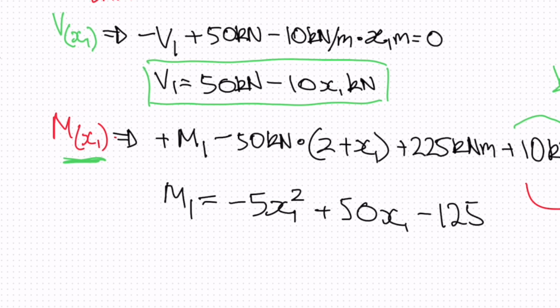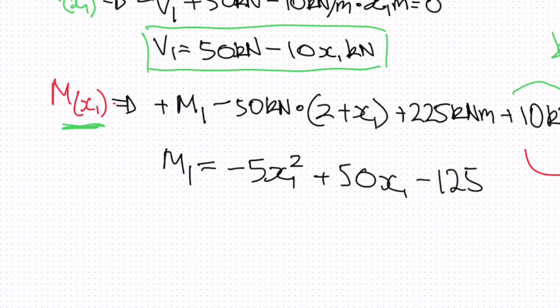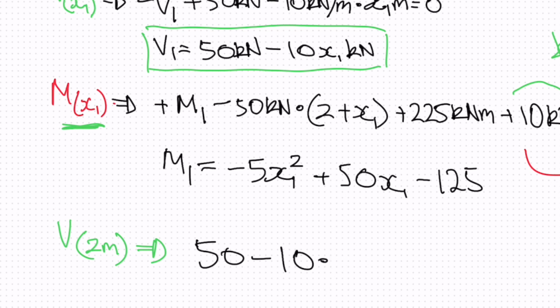we can find our shear and moments, right? So let's do our shear first. So our shear, 2 meters here. Let's write our shear equation. So we've got 50 minus 10 times 2, which will be 30 kilonewtons, right? So it's the same value that we found using the similar triangles.